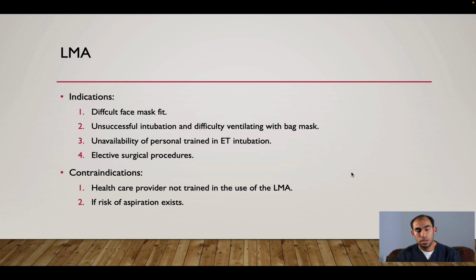The contraindications of LMA: healthcare provider not trained in the use of LMA. The other one is if risk of aspiration exists, because if you put an LMA, you cannot do suction. So if the patient has risk of aspiration, don't use LMA.